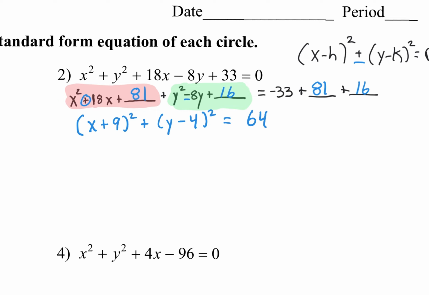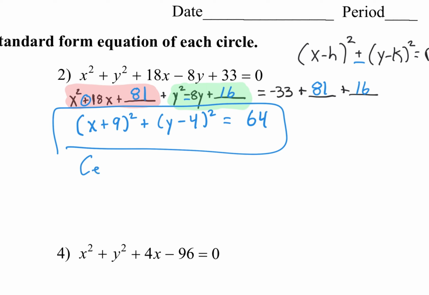That's it. Okay, so now we've got it in standard form. So that's really all the directions tell you to do today. However, we're going to add to the directions and say, okay, now we want to find the center, just like we've been doing the last 2 days. It's the opposite of the values that you see. So it's negative 9, 4. And then I also want you to find the radius as well. So r squared is 64, so r is 8.